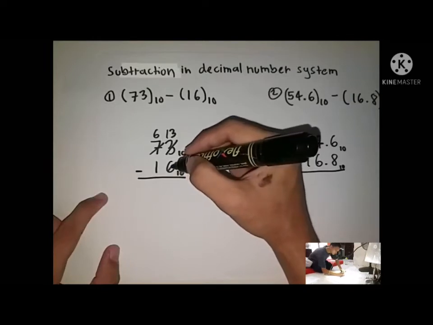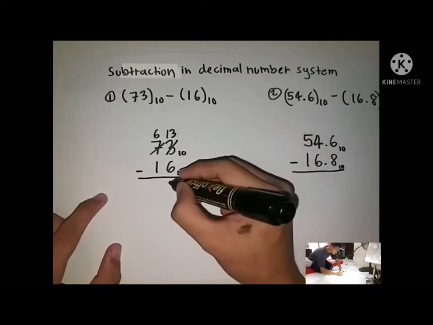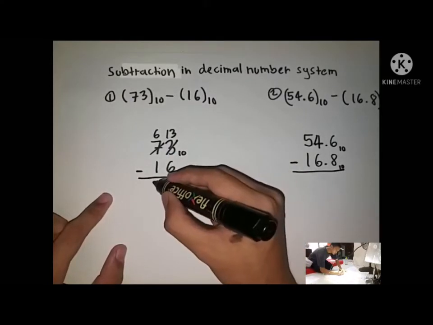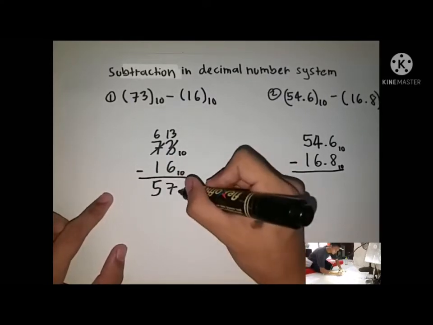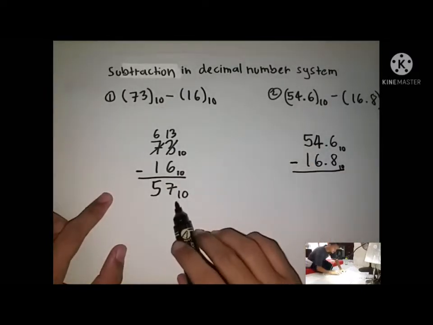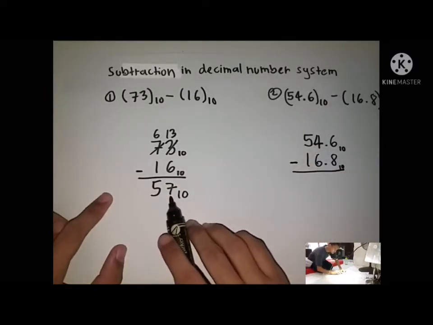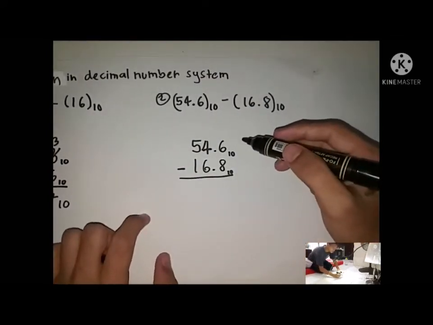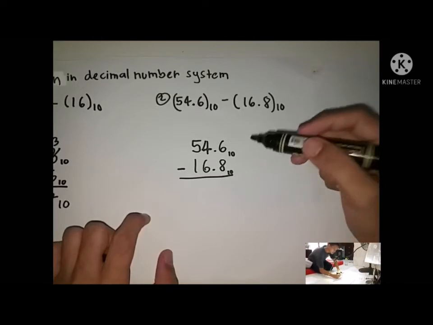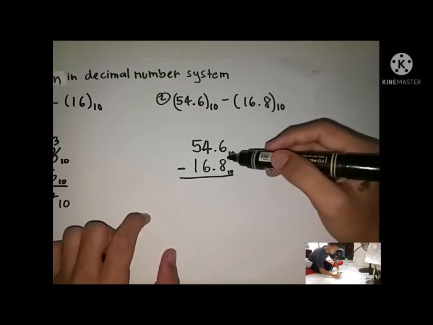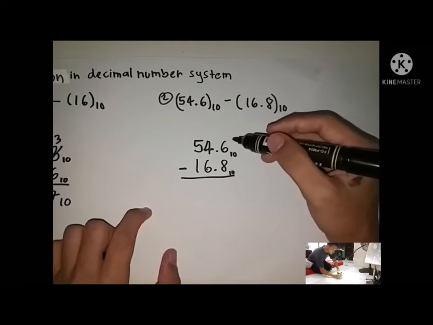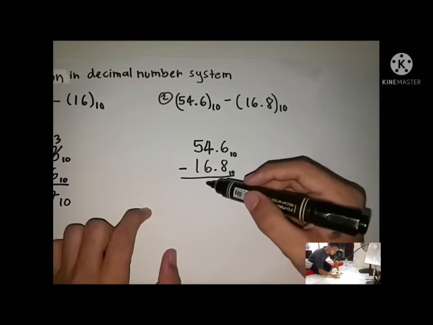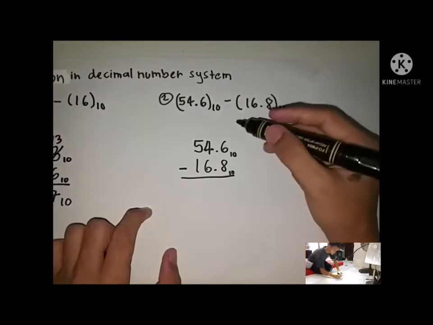So 13 minus 6 gives us 7. Then 6 minus 1 is 5. Base 10. So we have 57 base 10. Let's proceed to subtracting two decimal numbers that contain a decimal point or fraction. So first we have 54.6 minus 16.8.